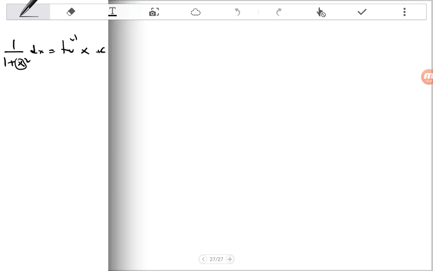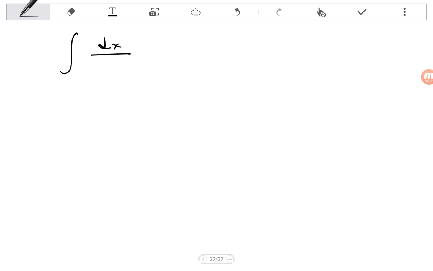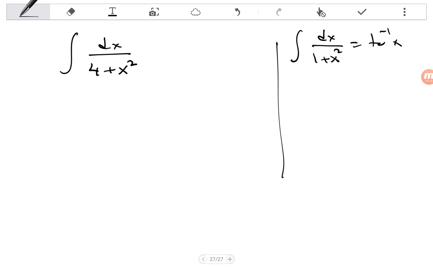Now, what if I made it like this? Integration of dx over 4 plus x squared. This is somewhat tricky, because it's not 1. I know this rule, 1 over 1 plus x squared is tan inverse x. But this is not 1. Can we manage to divide over 4? Yes, that's exactly what we'll do. We'll take that 4 out as a common factor. So that will be 1 plus x squared over 4.